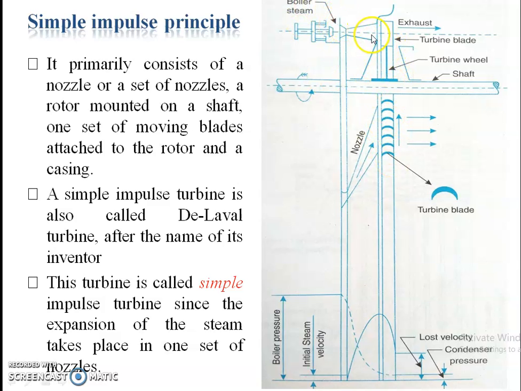The high velocity steam enters the nozzle. In the nozzle section there is a pressure drop, but in the blade section there is no pressure drop. There is no change in the pressure level, but in the nozzle the velocity increases. In the blade section the velocity decreases. Already I told you that the loss from the leaving velocity is 10 to 12% of the kinetic energy.